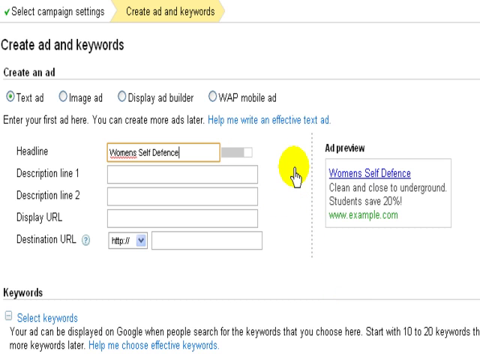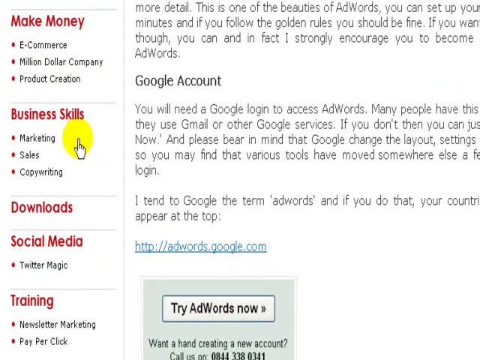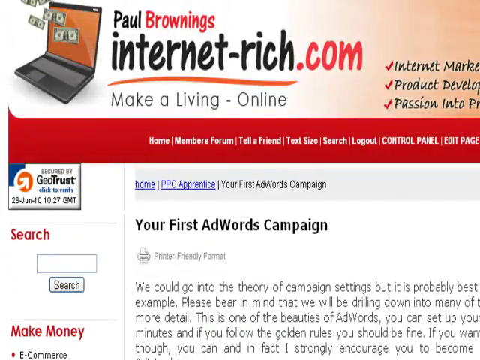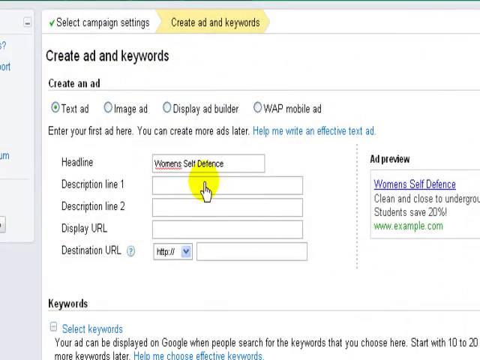Women self-defense. Now you've actually got a limited amount of characters, so if I keep typing that key, see, it won't let me type anymore. So this first part here has got to shout out to your customer, yes, that's me. Then the next line, we're looking at features and benefits. So we could have a feature at the top here. By the way, I'll keep going back to the site. Features and benefits is explained in the sales training under business skills on internetrich.com. I only say that because it's relevant to what I'm doing here.